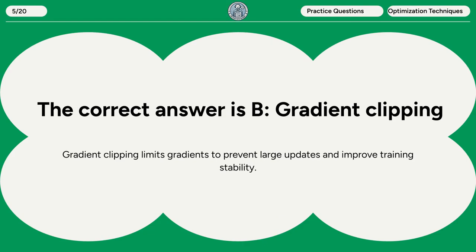The correct answer is B. Gradient clipping. Gradient clipping limits gradients to prevent large updates and improve training stability.